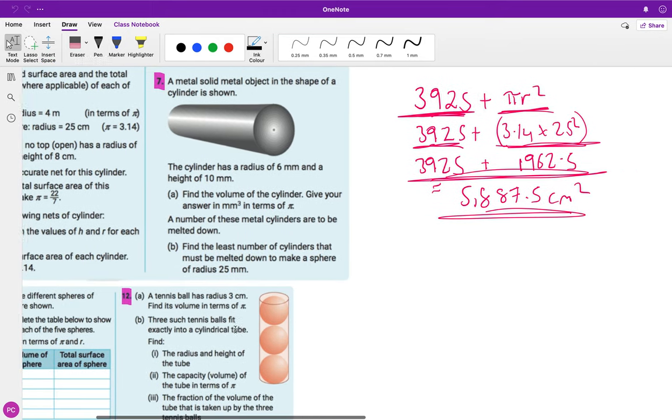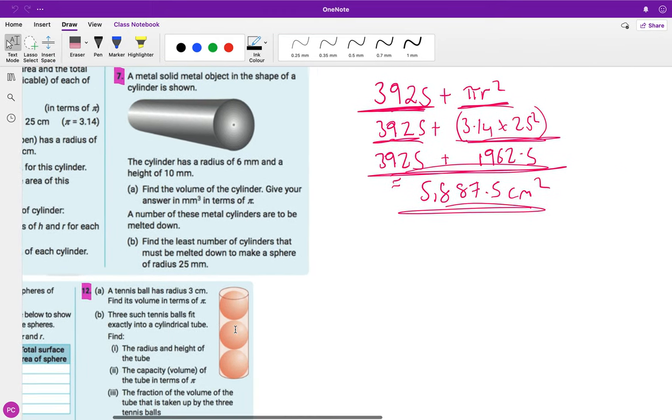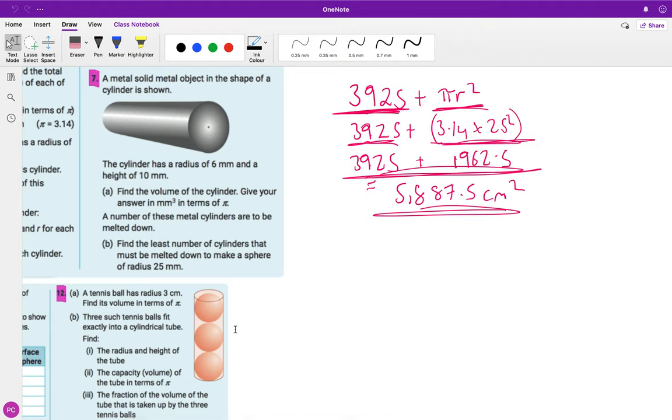Question number seven. It's up in the top left there, and I'll write it down below. Question number seven asks, you have a metal cylinder. So a big lump of metal in the shape of a cylinder. The cylinder has a radius of 6 millimeters, and it has a height of 10 millimeters.